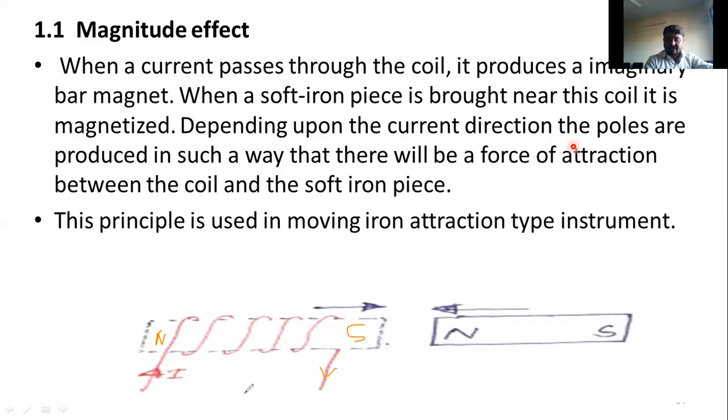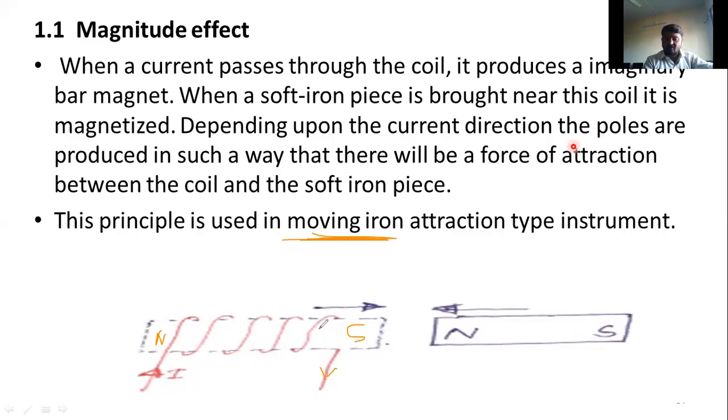Once the supply current is flowing through this coil, the whole coil will act as a magnet. And once it is acting as a magnet, whenever I bring the iron piece near to it, will it attract or not? Yes, it is going to attract here now. This principle is used in the permanent magnet moving iron instrument, the PMMI.